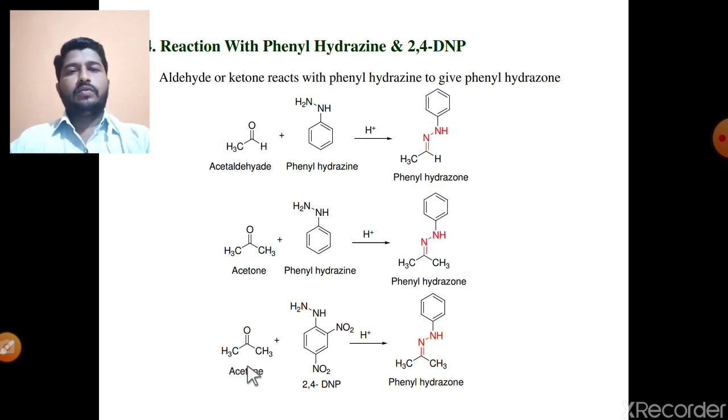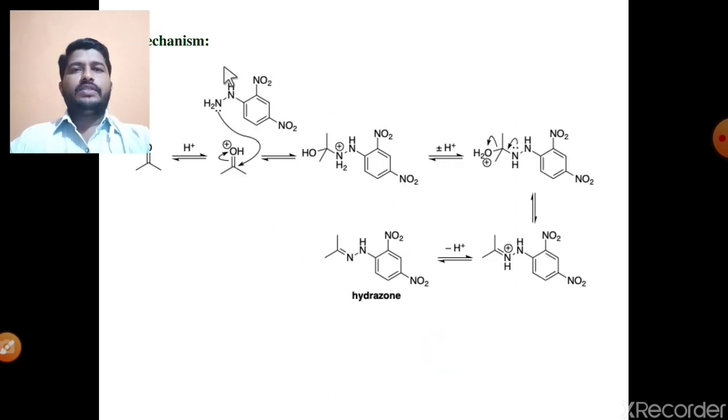And the last one: a ketone molecule in the presence of 2,4-DNP, that is 2,4-dinitrophenyl hydrazine, with an acid catalyst again gives the hydrazone derivative. Means a carbonyl compound in the presence of either phenyl hydrazine or 2,4-dinitrophenyl hydrazine gives a hydrazone derivative. It is also a condensation reaction. See the mechanism of this reaction.